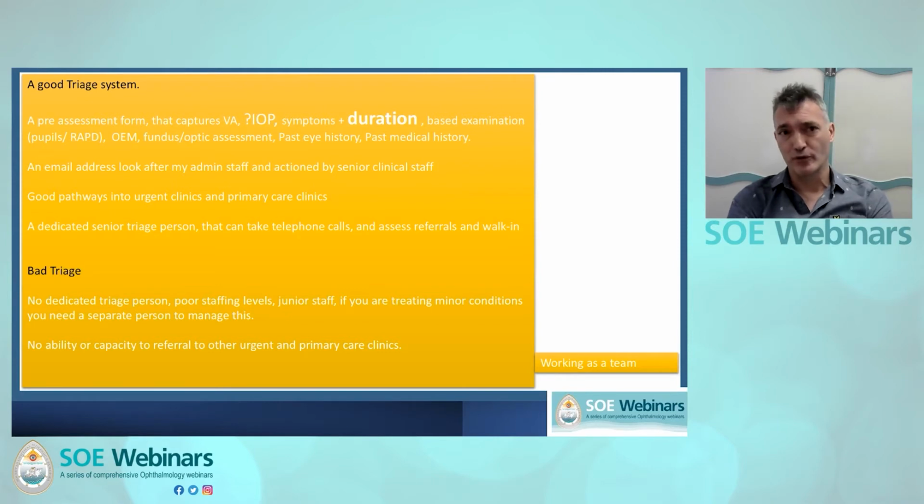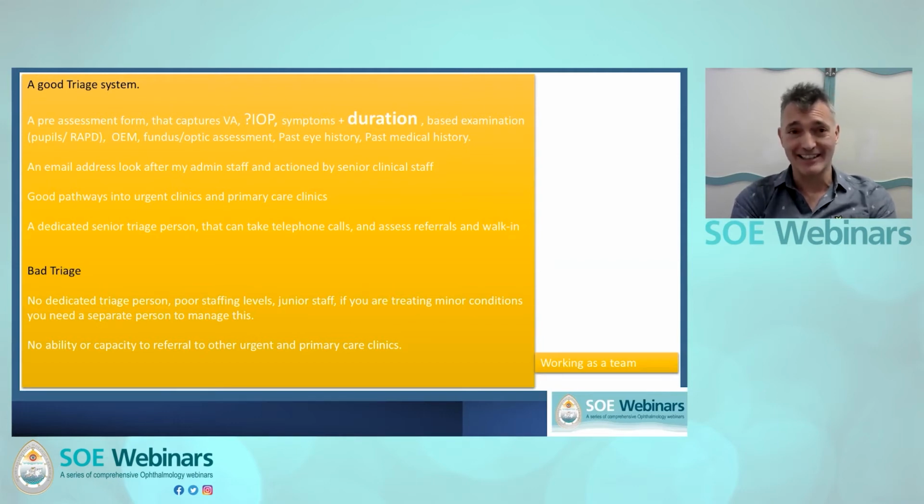Also, I found what's useful is an email address. So an email address staffed by admin staff, and what happens there is the senior nurse or doctor would look at these referrals that come in and action them, and this is very useful. So you need to have good pathways into urgent clinics and primary care clinics. And this helps, if you're only running an emergency service, it doesn't get clogged up with non-emergencies or intermediate emergencies. So you can refer them into a corneal clinic or a primary care clinic.